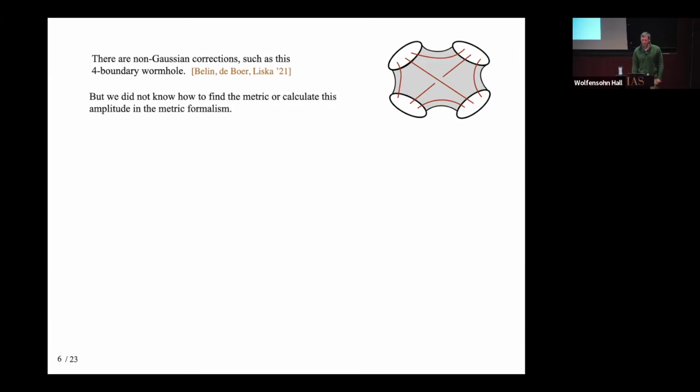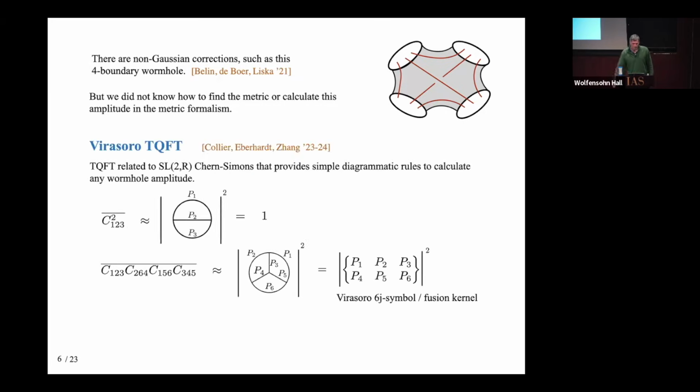In particular, there are non-Gaussian corrections like the 4-boundary wormhole on this slide. So this is a contribution to the 4th moment of the OPE coefficients because it has 4 boundaries. And we didn't know how to find the metric on this geometry or to calculate this amplitude in the metric formalism.